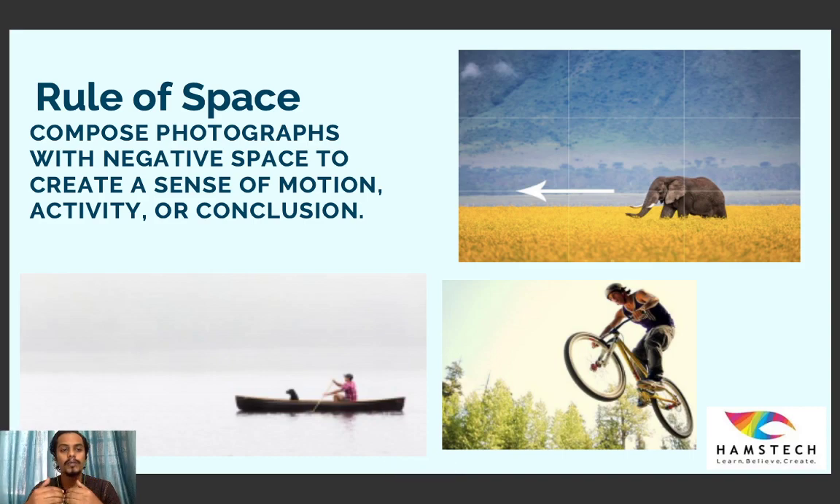Okay, now let's move on to the rule of space. Now again, I would like to point out here that rule of thirds and rule of space can go hand in hand. How, you may ask? If you see all the pictures here, first of all, the motion of where they are going, like an elephant is moving to its right hand side of the screen. So we have an empty space towards where the elephant is going. We have an empty space towards where the bicycle is jumping. We have an empty space towards where the boat is floating.